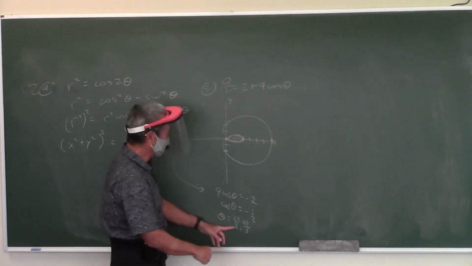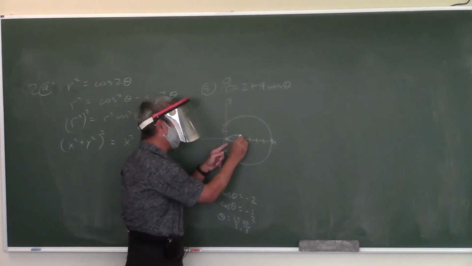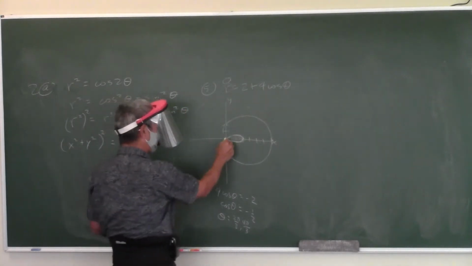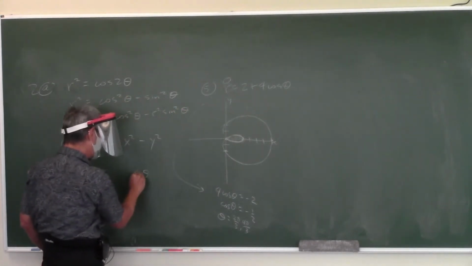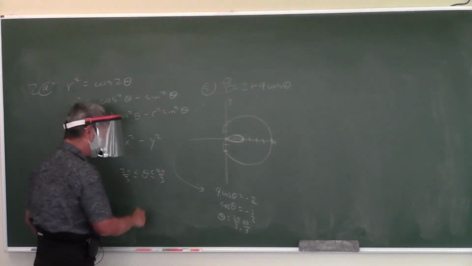Okay, so at 2 pi over 3, that's when it starts, right? Because then it goes to pi. And then it finishes at 4 pi over 3. So the answer is the inner loop is formed between 2 pi over 3 and 4 pi over 3.